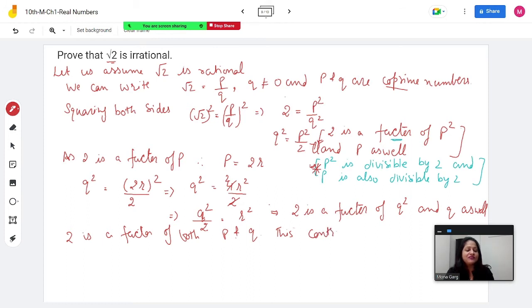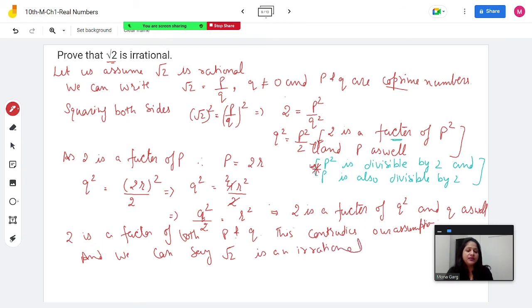This contradicts our assumption. हमारी assumption क्या थी भला? हमारी assumption थी p and q are co-prime. We said that root 2 is a rational number. So this contradicts our assumption, and we can say root 2 is irrational. Root 2 is an irrational number.